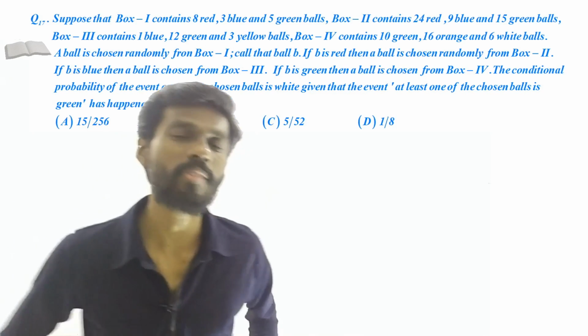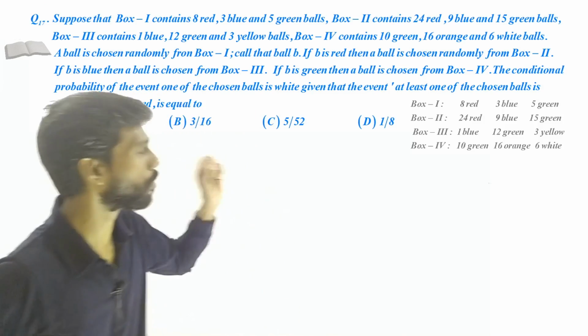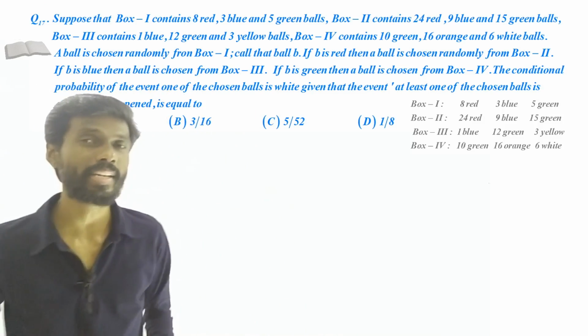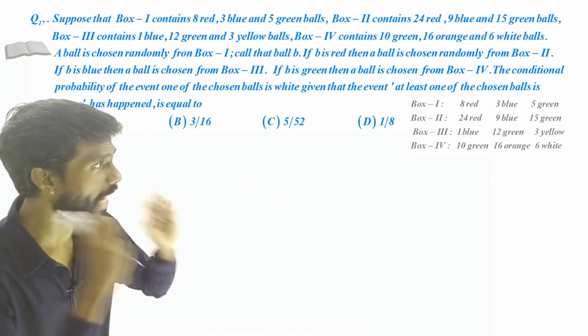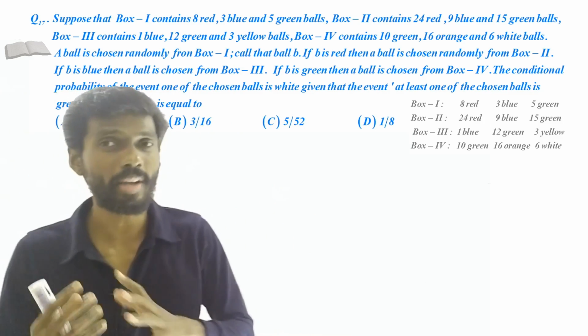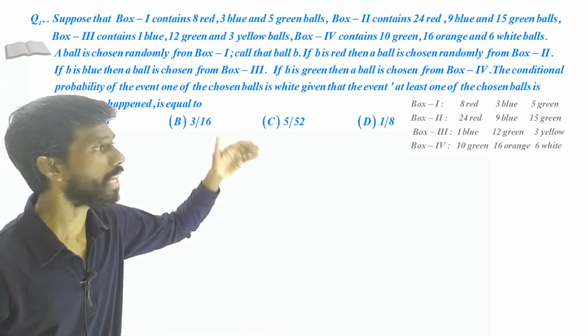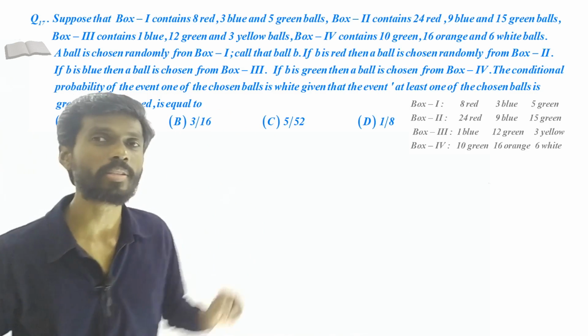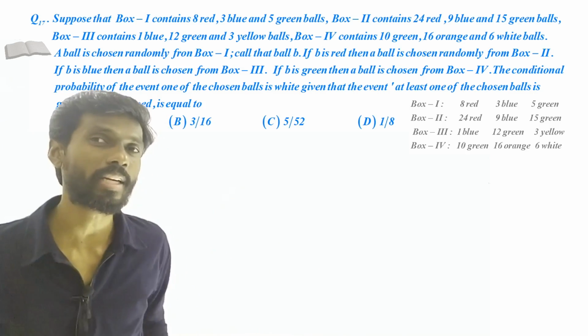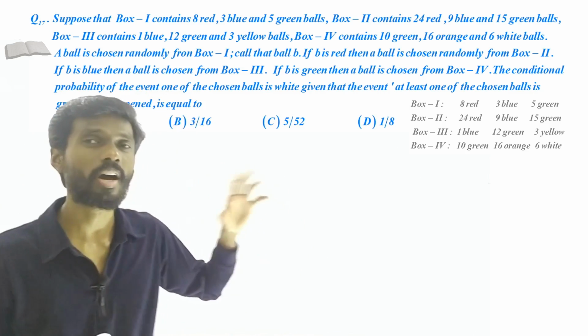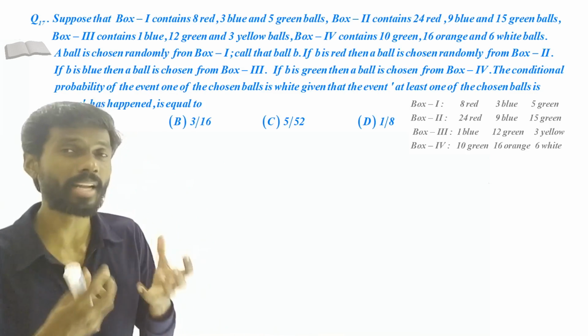Here 4 boxes are given having different colored balls, right? The first box contains 8 red, 3 blue and 5 green balls. Now one ball is selected from the first box. If that ball is a red ball, the second ball is selected from the second box. If that ball is blue from the first box, you have to select the second ball from the third box. The first ball is always selected from the first box, but the second ball may be selected from the second, third or fourth box depending upon the color of the first ball.